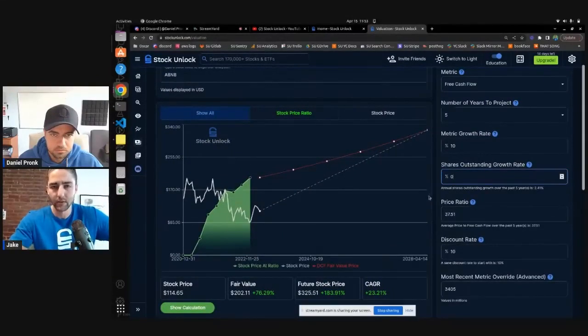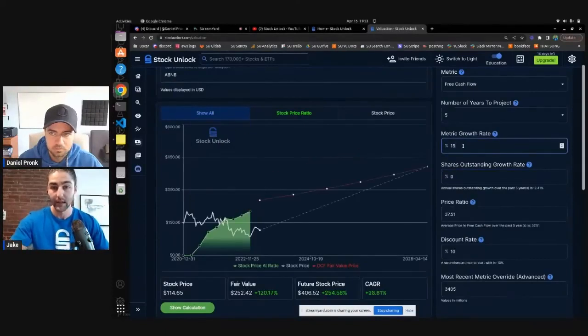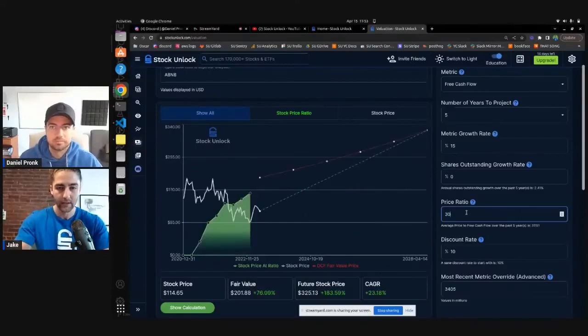So what I like to do with Airbnb is value them on free cash flow, since they are profitable and have positive free cash flow. I personally think this company is going to continue to grow very rapidly, so I am putting in a 15% growth rate. I think a 37 price ratio is a little bit high, so I'm actually going to lower this down to 30. This is still very high.